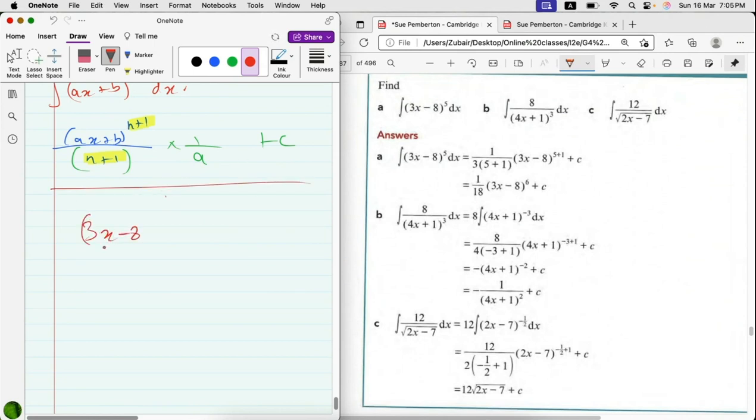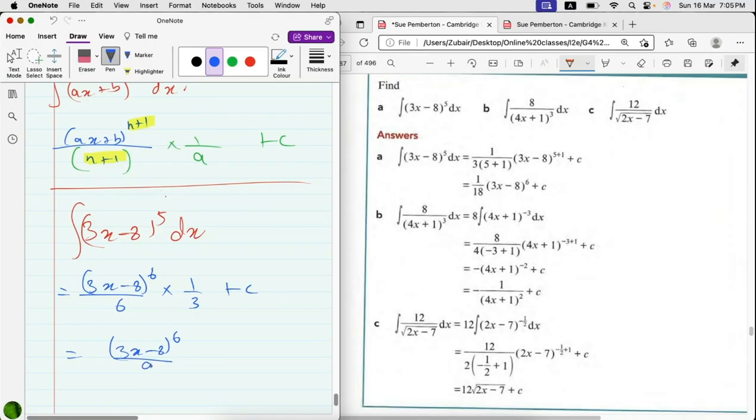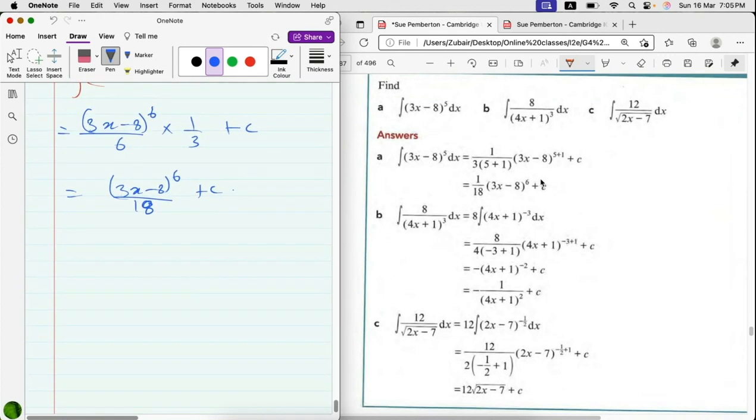Integral of (3x minus 8) power 5 dx. So step 1, deal with the power: (3x minus 8) raised to the power 6 over 6. And then whatever is inside, the differentiation is 3. We divide with that, plus c. And so the simplification is (3x minus 8) power 6 over 6 times 3, which is 18, plus c. Try b part.